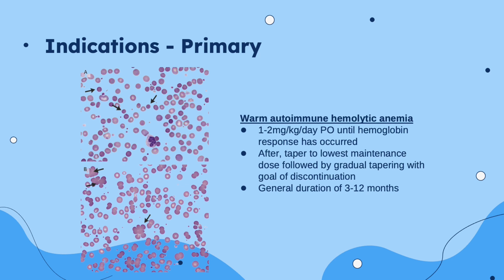After hemoglobin stabilization, begin tapering to the lowest dose to maintain remission, followed by gradual tapering with an eventual goal of discontinuation. The total duration is usually 3 to 12 months.